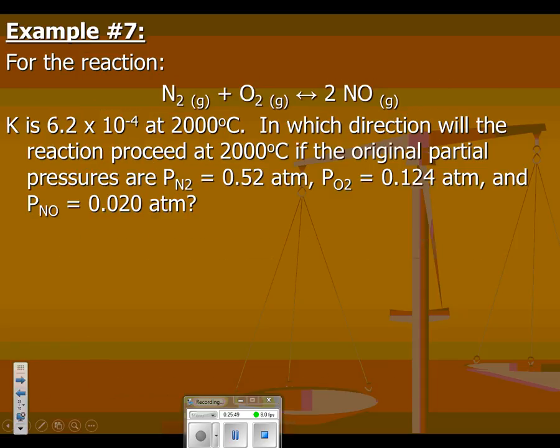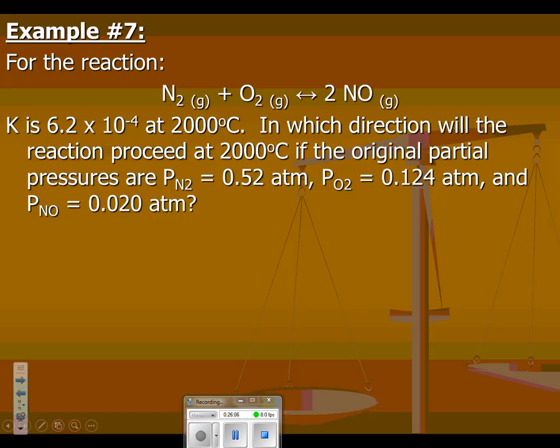So here's our reaction. Let's try this. The K for this reaction is 6.2 times 10 to the minus 14. What does that tell us about that reaction? It is small. So it probably doesn't like to go forward as written. It probably wants to go reverse, right?